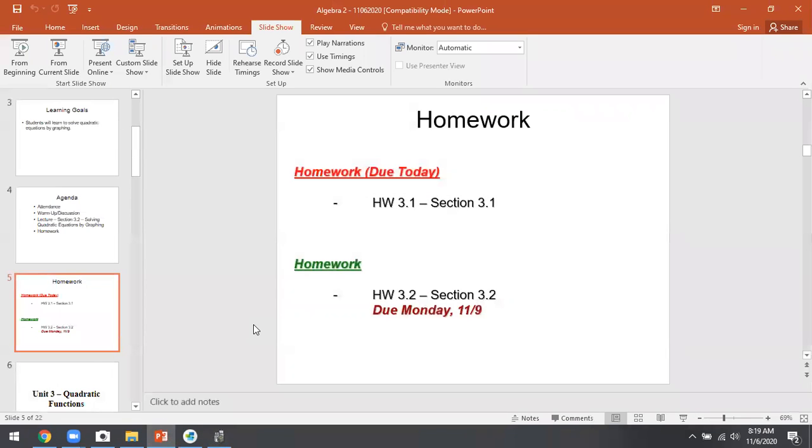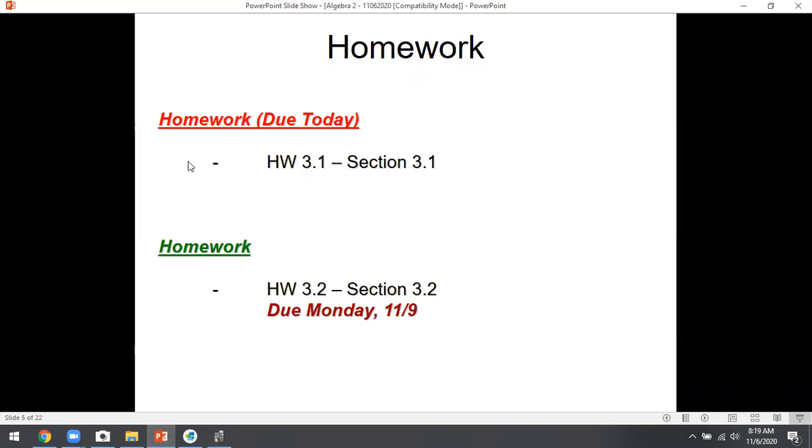So I will let you guys get going on your homework. You got 3.1 due today. You got 3.2 for Monday. So crank those out. And don't forget that 3.2 is due on Monday. You do not have work time on Monday. All right, that's it.